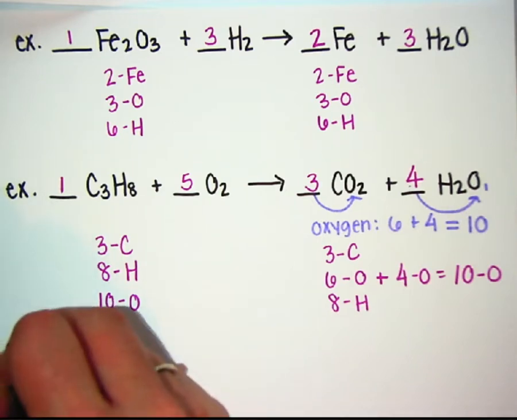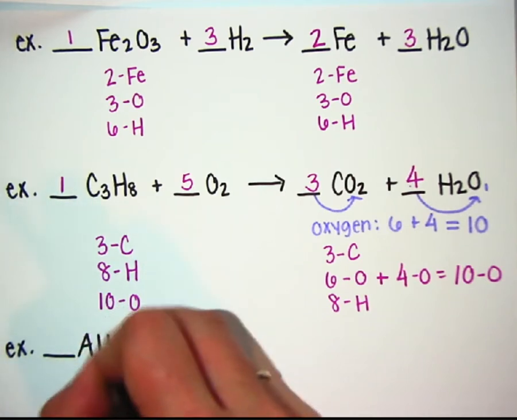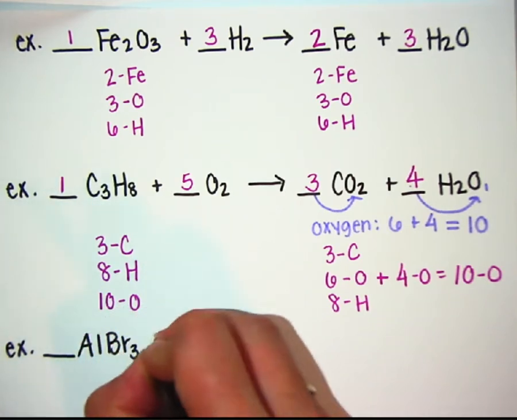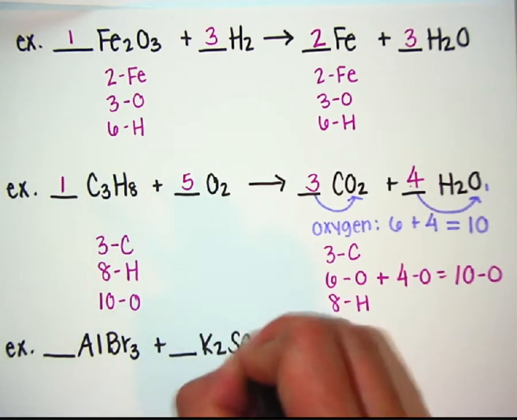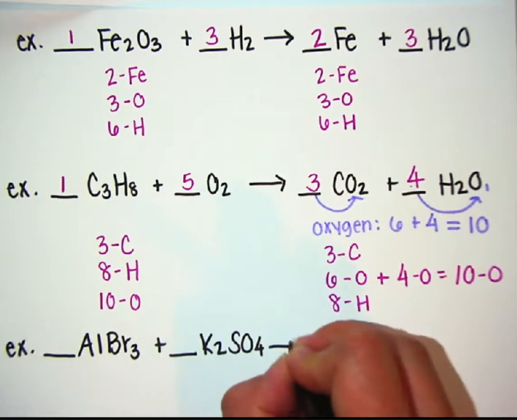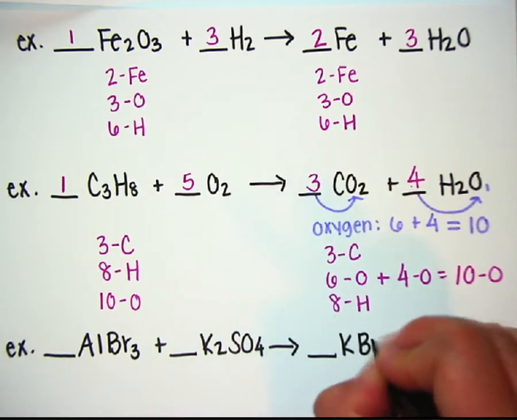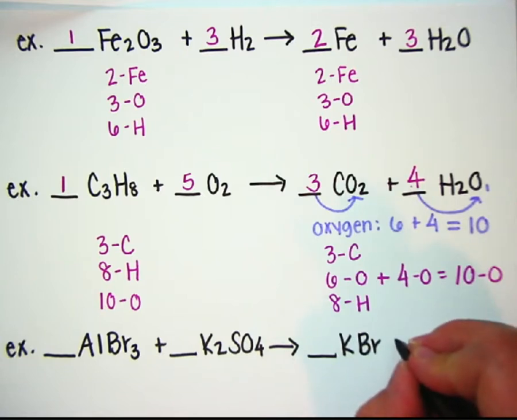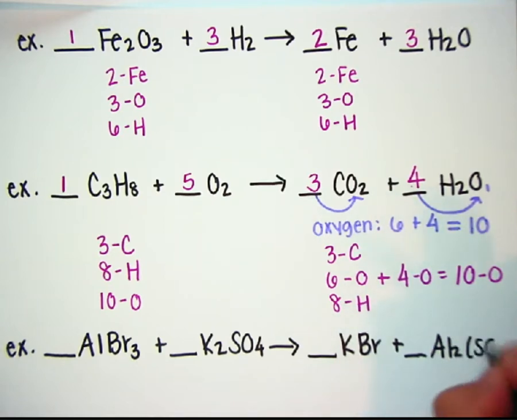Let's try one more. Aluminum bromide plus potassium sulfate yields potassium bromide plus aluminum sulfate.